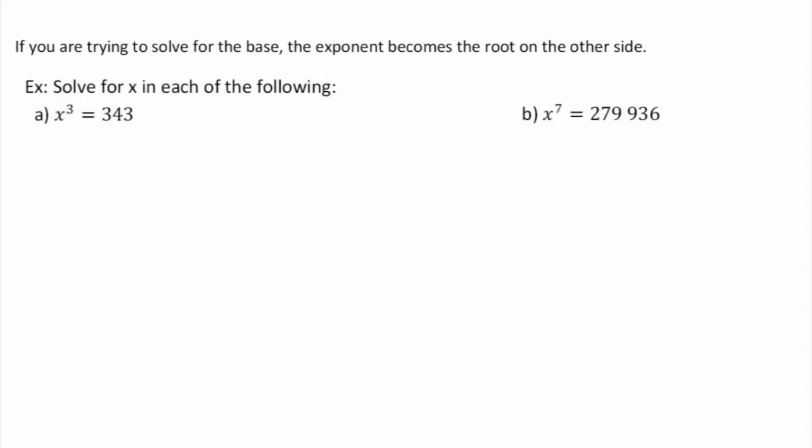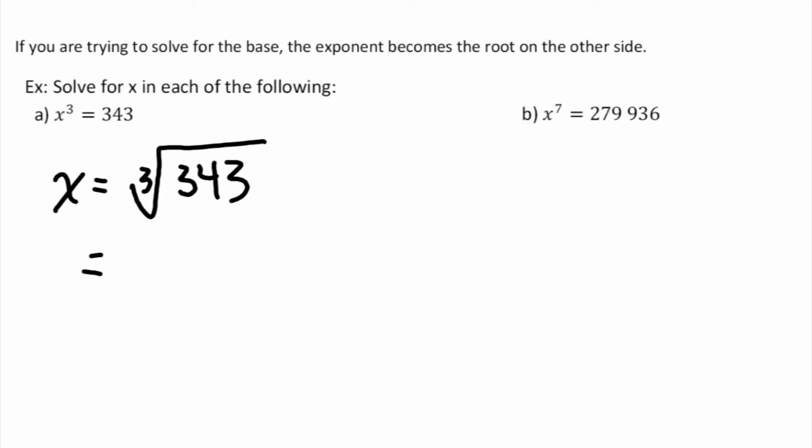In these questions, if you're trying to solve for the base, the exponent becomes the root on the other side of the equation. Let's see how that works. With the first one, we've got x cubed is equal to 343. Therefore, x is equal to the cube root of 343, which we can do on our calculator, and we find that it's equal to 7.